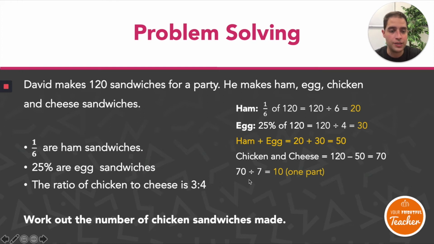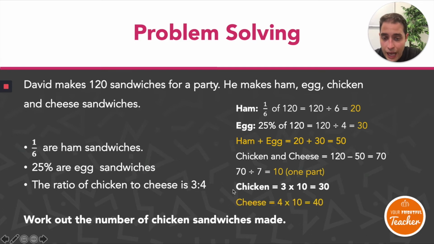Why did I divide it by 7? Well, look at this. The parts of the ratio add up to 7. 3 plus 4 is 7. So one part is 10 sandwiches. And we know that for chicken we have 3 parts. So we do 3 times 10, which gives us 30. That's what they wanted to know. So that's why I've highlighted it there. And for cheese, 4 parts. I work it out just to make sure that when these two add up, it gives me the total amount that was left over. So I do 4 times 10, the value of 1 part, which gives us 40. Okay?